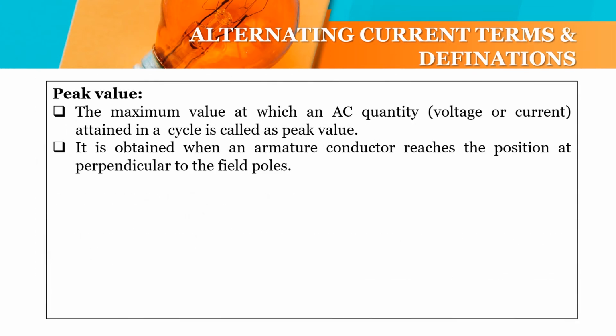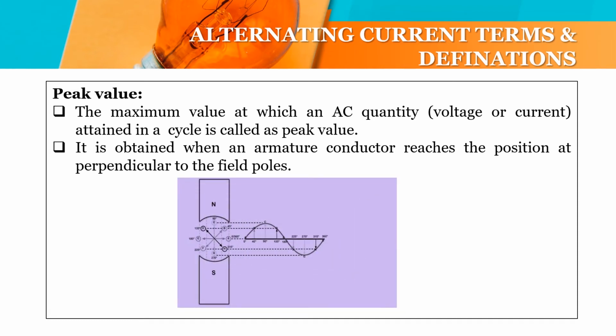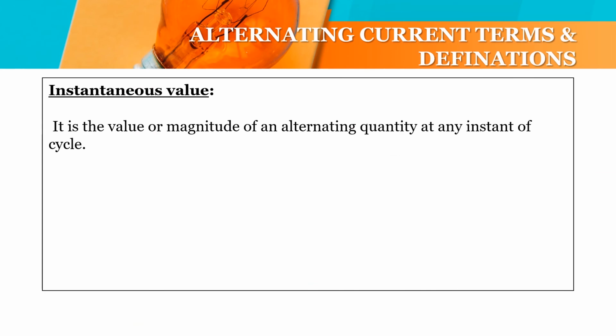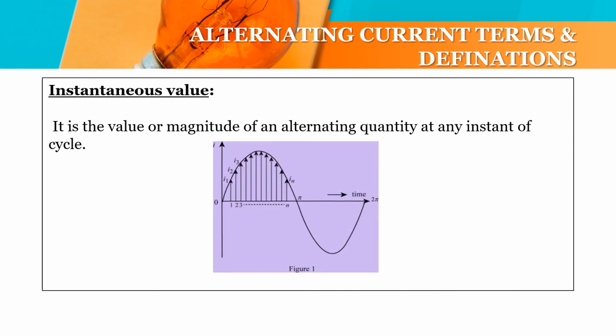Peak value. The maximum value at which an AC quantity, voltage or current, attains in a cycle is called peak value. It is obtained when an armature conductor reaches the position perpendicular to the field poles. Instantaneous value. It is the value or magnitude of an alternating current at any instant of cycle.